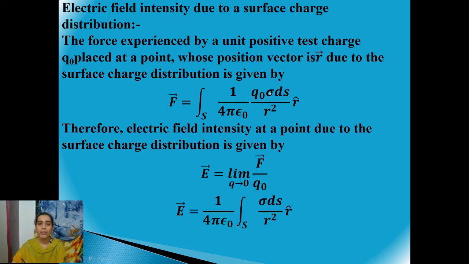Again here you can observe the numerator Q naught will get cancelled with the denominator Q naught as you substitute the value of vector F. So this is the expression we are going to use whenever we want to write the expression for electric field intensity due to surface charge distribution.